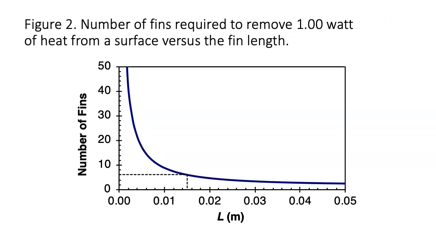For a second what-if analysis, we plot the number of fins required to remove 1 watt of heat from our surface versus the fin length. The dashed lines indicate the case we considered for this problem, where we used a fin length of 15 millimeters to get that we needed 6.09 fins. Initially, for really short fins, we need over 50 fins. The number then decreases rapidly at first and then asymptotes towards needing no fins as L goes to infinity.